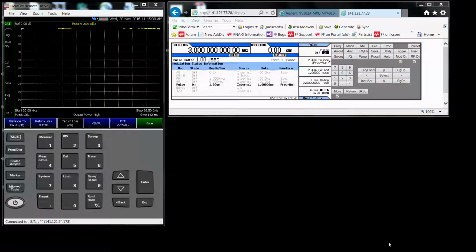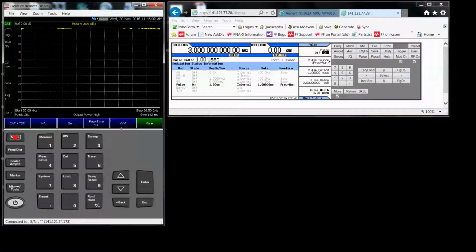In this video, we're going to be looking at pulse measurements using a FieldFox RF analyzer, and we'll use both the pulse measurement mode and the spectrum analyzer mode. I have a signal generator set up, center frequency of 3 gigahertz, and I've got a pulse on with a PRF period of 1 millisecond and a pulse width of 1 microsecond, a pretty low duty cycle.